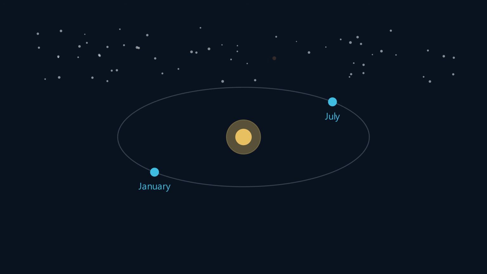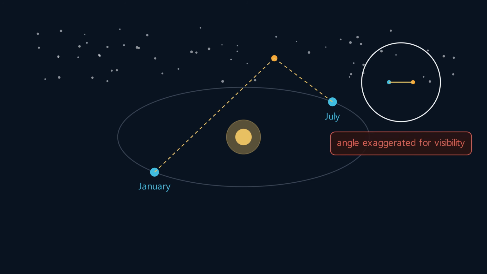The same trick measures the stars. Observe a nearby star in January, then again in July, from opposite sides of Earth's orbit. The star shifts against the background by a tiny angle. One baseline, one angle, and trigonometry gives you a distance in light years that no one will ever travel.